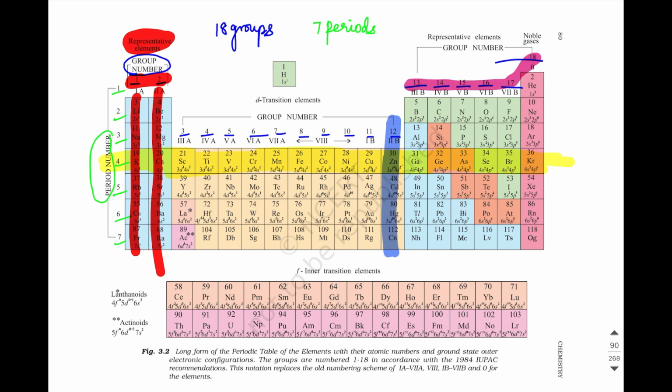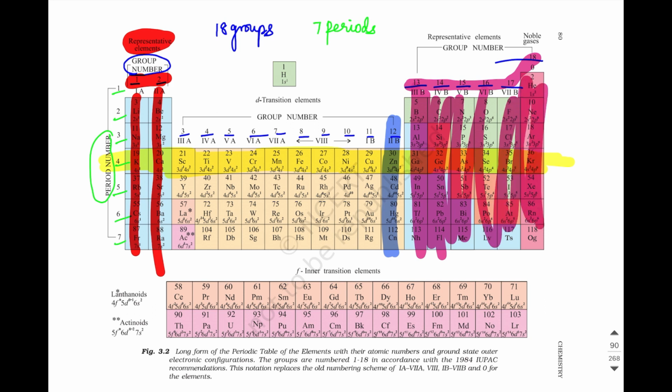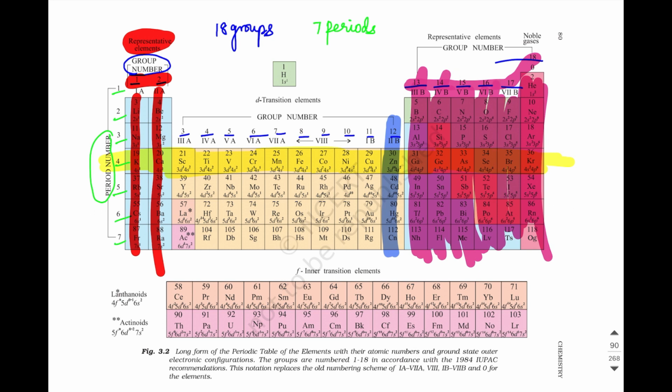Now I'll highlight something in pink color and I'll tell you what it is. So group number 13 to group number 18 is P block elements. So these things belong to P block. Okay. I hope you're clear with what P block elements are. Group number 13 to 18, all the elements belong to P block. Group number 1 and 2 belong to S block.